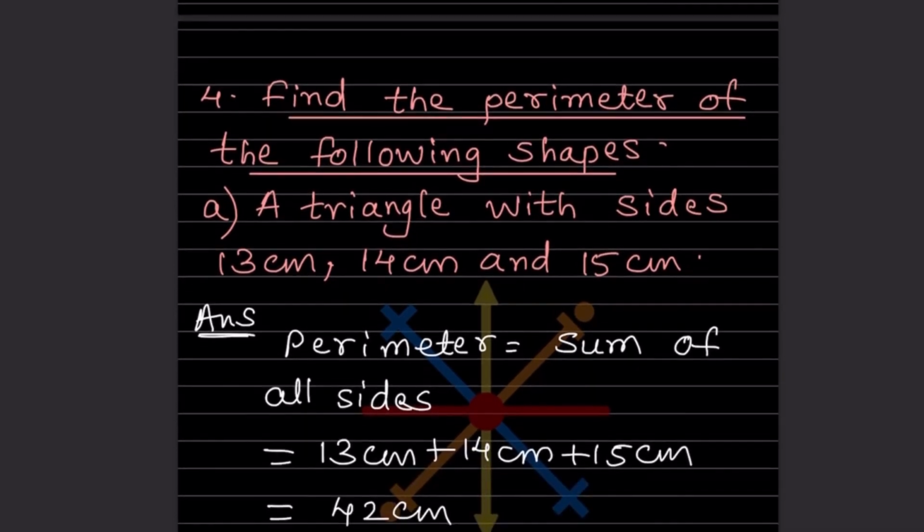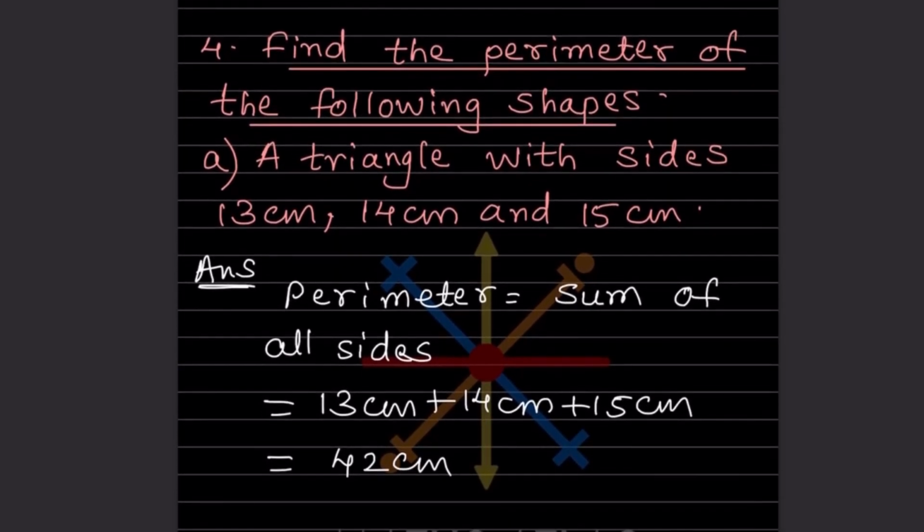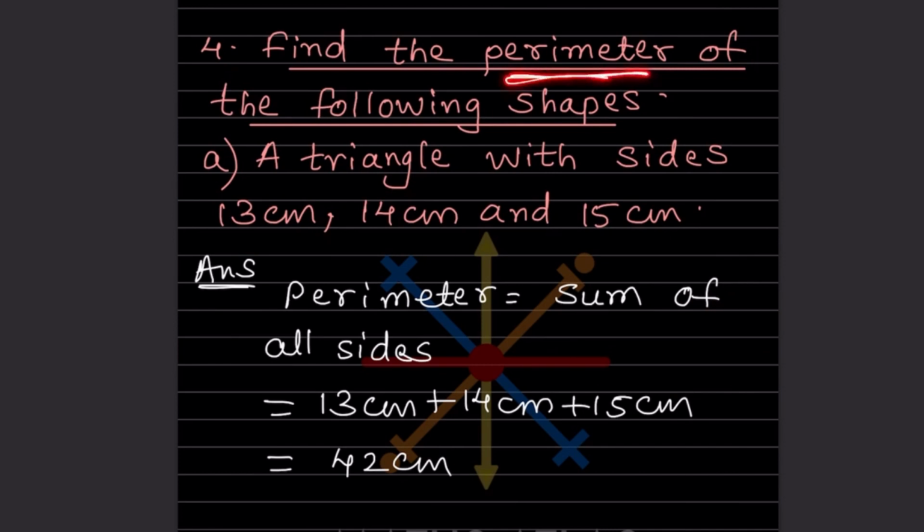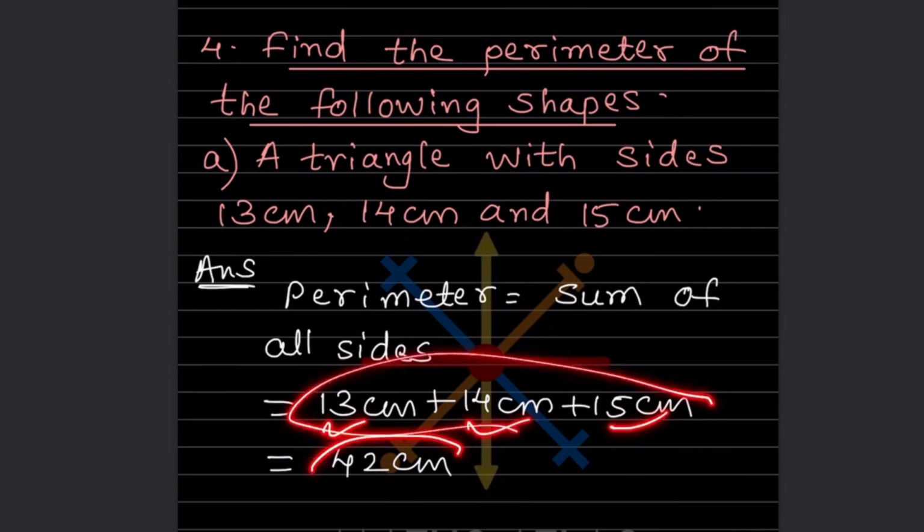Now here, find the perimeter of the following shapes. A triangle. See, a triangle is given with sides 13 centimeter, 14 centimeter, and 15 centimeter. It is a random triangle. One is 13 centimeter, here will be 14, anywhere you can put. You don't have to worry where the 13 is going to be, where 14 and 15 are. Because they have asked for the perimeter, and you know perimeter means sum of all sides. We have to add all sides. So perimeter is equal to the sum of all sides. Just add it and you get the answer.